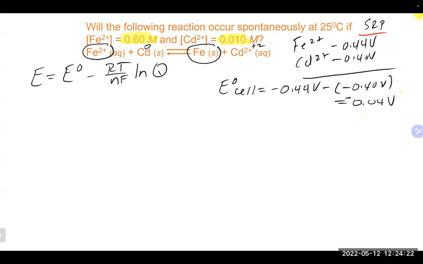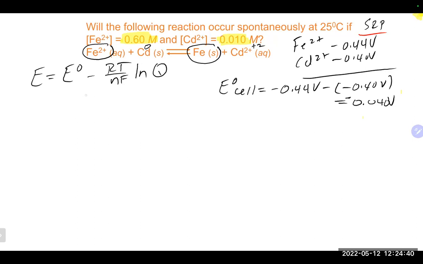So under standard conditions here, is this reaction spontaneous? It is not, right? We got a negative voltage. So we're not under standard conditions. We kind of play with the concentration. So let's see if that makes any difference.